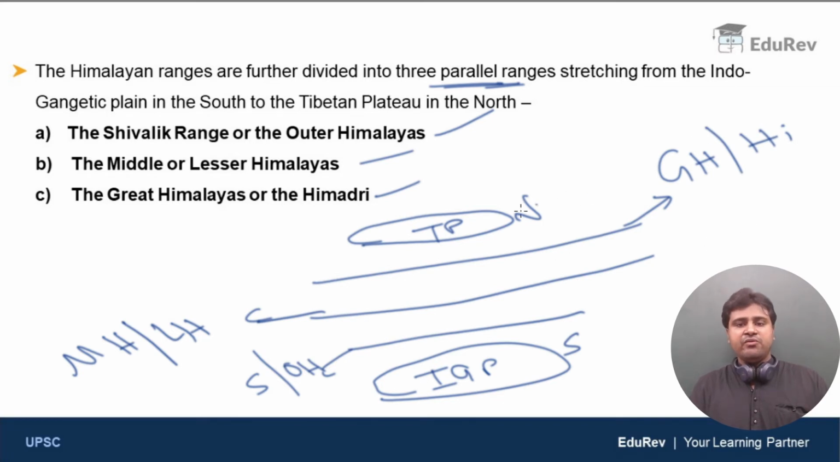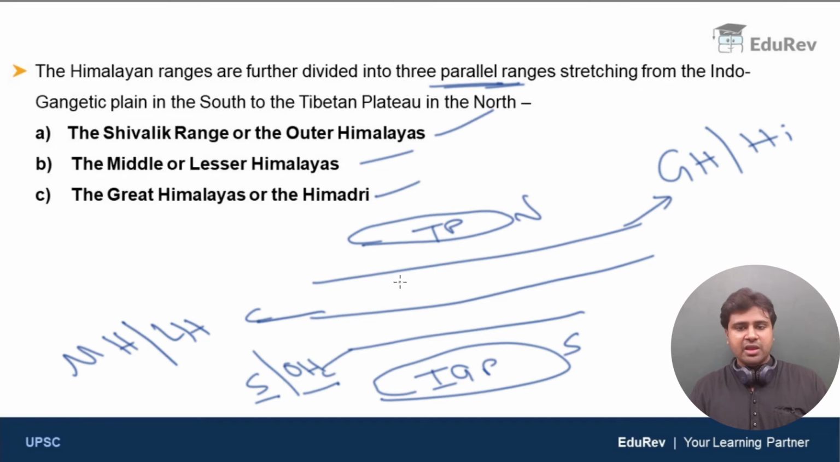So here we are dividing the Himalayan ranges. From the Tibetan Plateau in the north to the Indo-Gangetic Plain in the south, you have three parallel ranges of Himalayas. The southernmost one is the Shivaliks or outer Himalayas. These are nothing but the foothills, a chain of low hills. We will discuss these in detail. Don't worry about that. We are going to discuss the Shivaliks, the middle Himalayas, and the great Himalayas in detail.